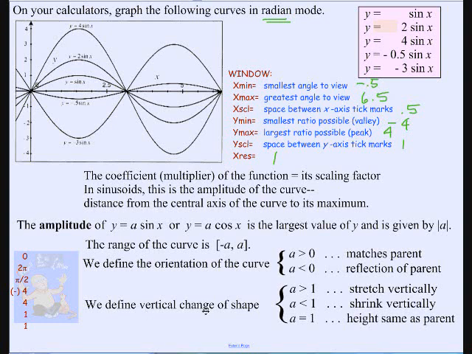We define vertical change of shape. It either stretches vertically, as this one will and this one will, and this one will, so we have 3 of them that will stretch, or it shrinks vertically. We only have one that's going to do that, or it stays exactly the same height as the parent, which is going to happen with this one. Well, that is the parent graph.